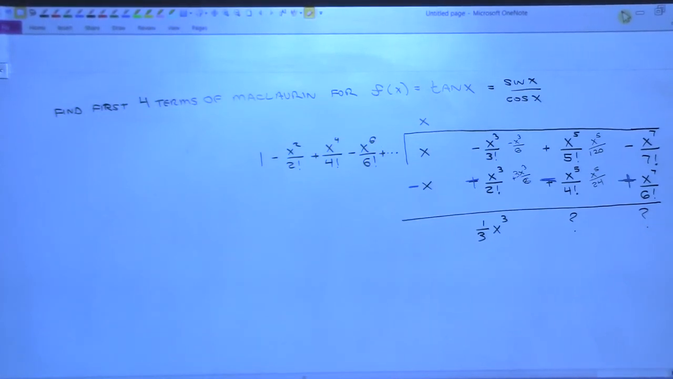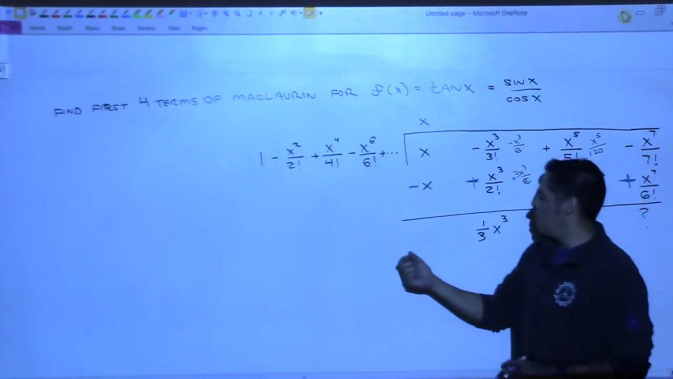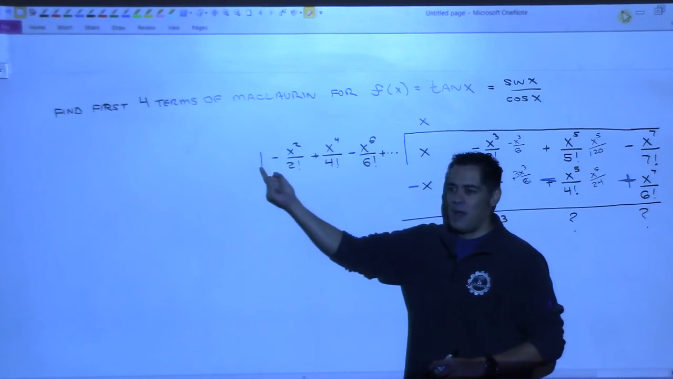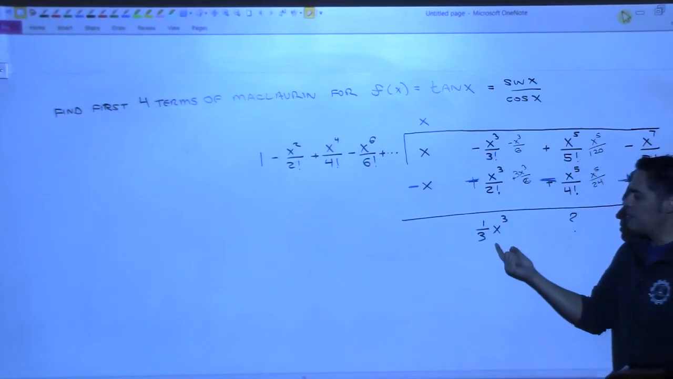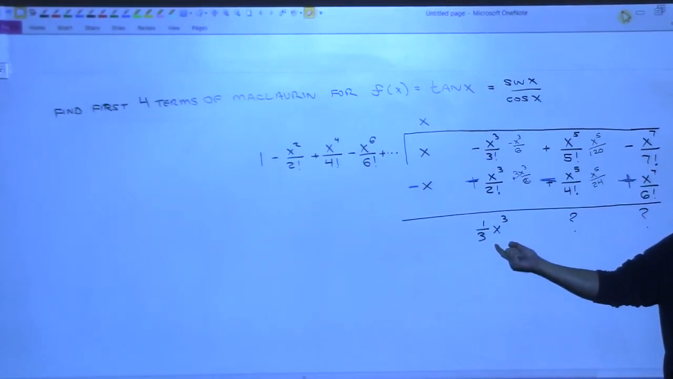Now you go to the next step. That was just the first term. So now what do you ask yourself? What do you multiply this by to get this? 1/3 x cubed.